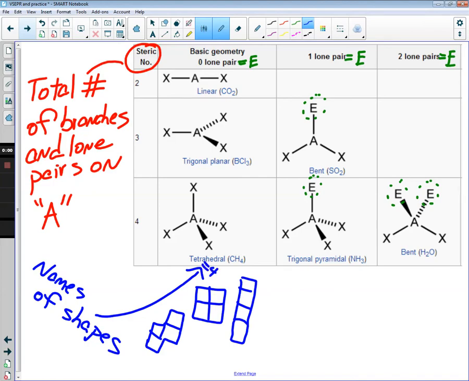So if I've got a tetrahedron, that means I've got a shape that has 4 sides. A 3D shape with 4 sides. Tri means 3, tetra means 4.